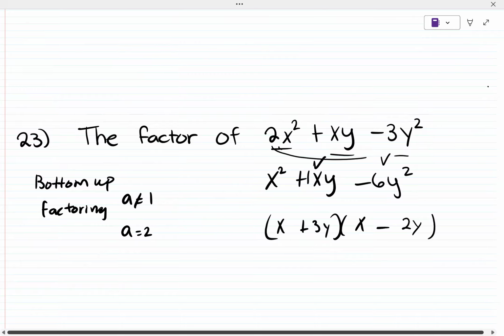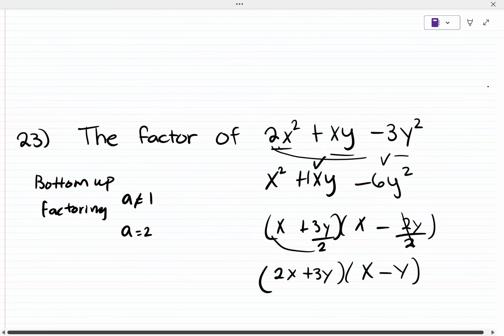And then what I'm going to do is divide the 3y by your original a value 2, and then divide the negative 2y by 2. 3y over 2 can't be reduced, so you put the 2 in front of the x. So that's 2x plus 3y. And then over here, the 2's cancel, so you don't have to move it around. This is going to be x minus y. And there's your answer, 2x plus 3y times x minus y.